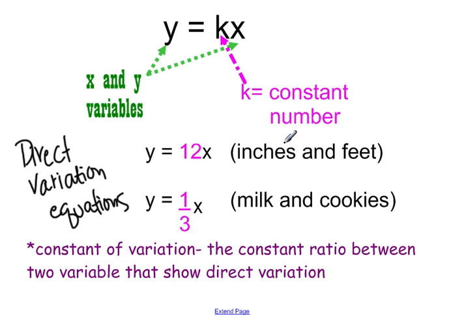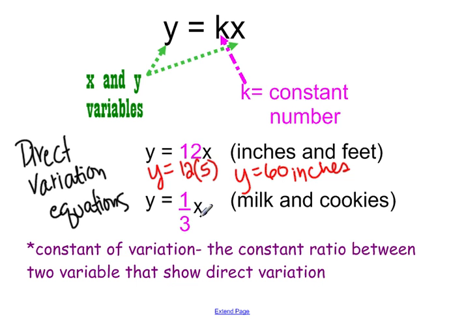For the relationship between inches and feet, the equation is y equals 12x. So if I was wondering how many inches there would be in 5 feet, it would look like this: inches equals 12 times 5. And 5 times 12 is 60. So there would be 60 inches in 5 feet.